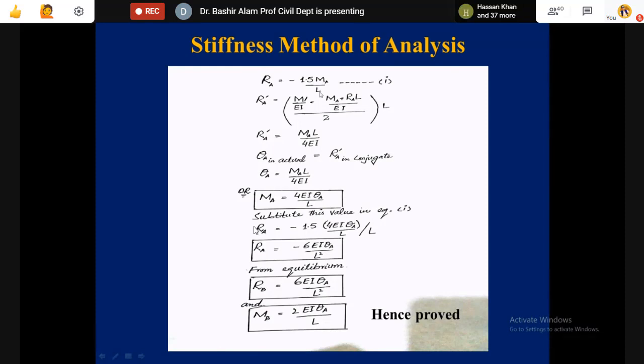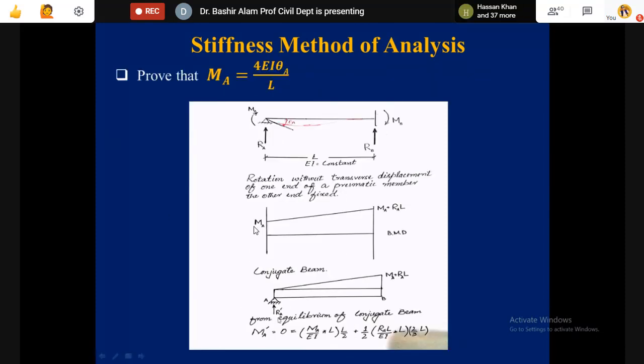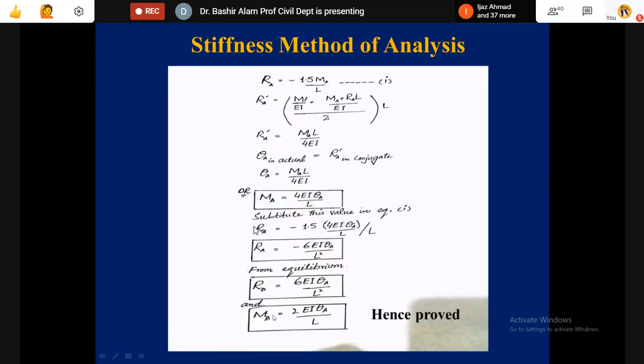Now we are calculating the reaction in this conjugate beam. It will be MA over EI times L plus half of RAL over EI times L. This will be resisted here at A, which is RA prime. So this is written here. This is the area of the rectangle plus the area of the triangle, which is the area of the trapezium. So MA over EI plus MA plus RAL over EI, divided by 2. This is the average of these two verticals multiplied by the distance between them.